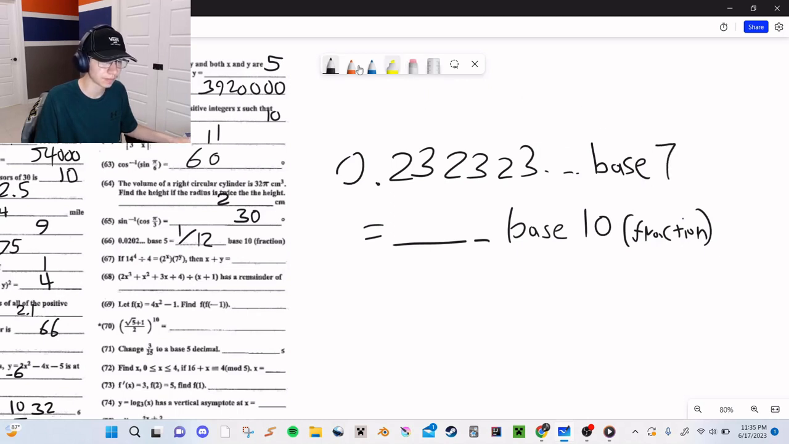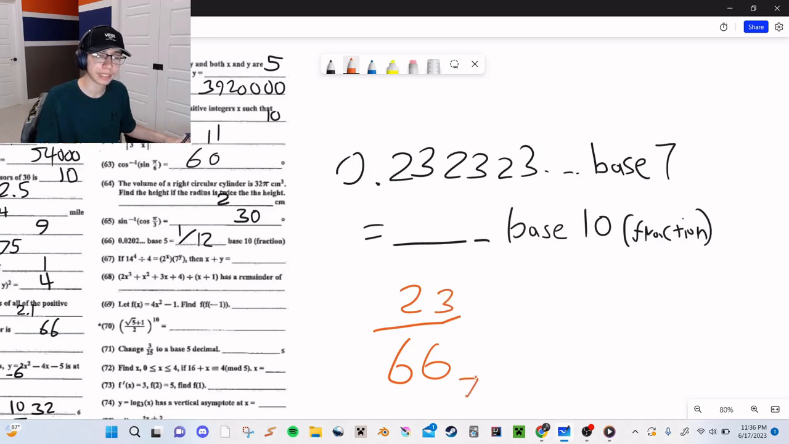Base 7. Okay, so what's my denominator? 1 less than 7 is 6. How many repeating digits am I dealing with? 2. So it's going to be over 2 6s, 66. My top being those 2 repeating digits, so 23.